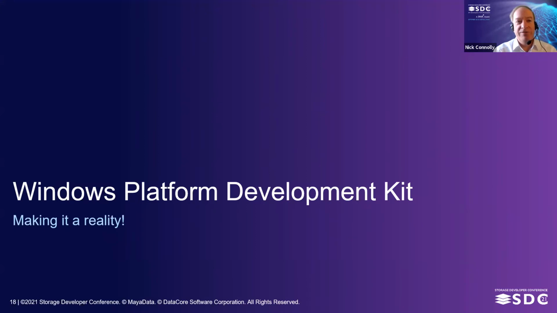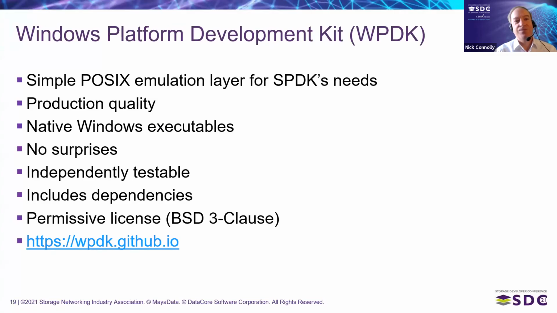So we've got a build environment and a plan. Now, how do we make it a reality? The approach we've taken is to create a new project called the Windows Platform Development Kit, or WPDK, that provides a simple POSIX emulation layer targeted specifically at SPDK's needs. It implements a set of headers and a lightweight library that maps functionality as closely as possible to existing Windows semantics. The aim is to produce production quality executables that run as native Windows code.